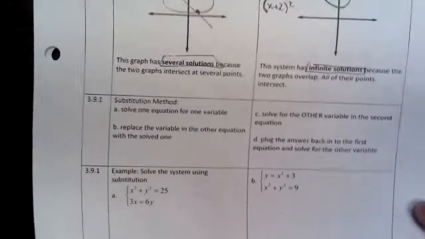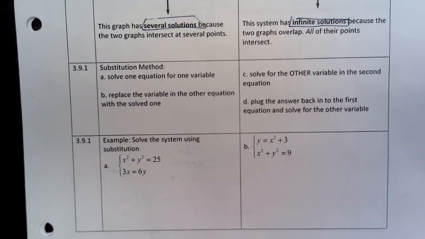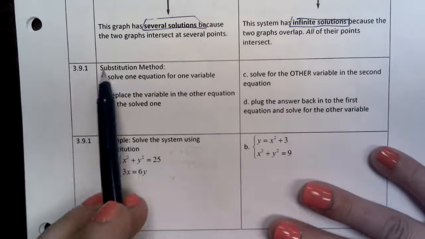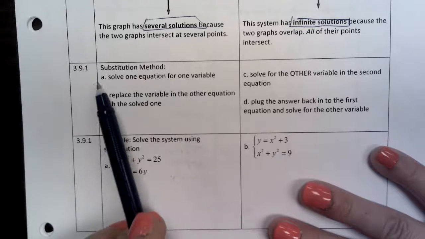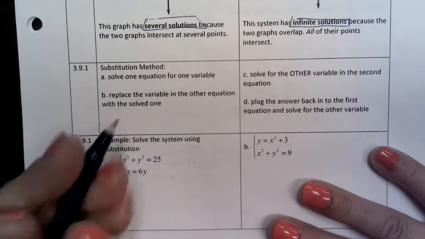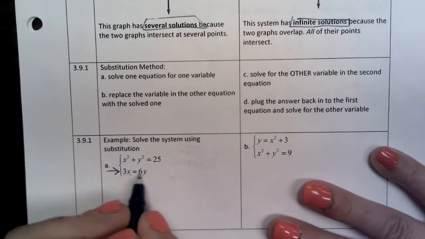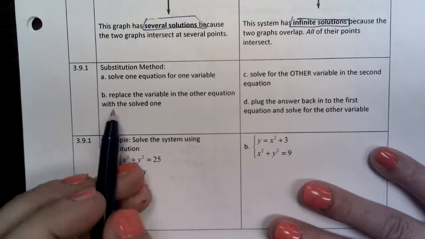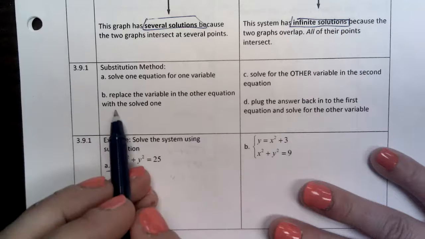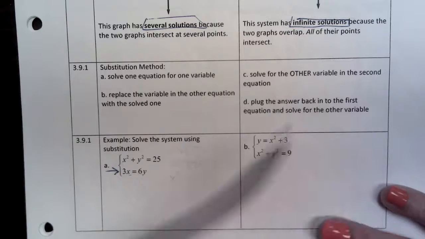We do not ever use the graphing method, for the same reason we didn't like using the graphing method before, because it's just not very accurate. So we're going to use the substitution method. With substitution, we're always going to solve one equation for one variable, and it's always easier to solve the one that has no squares or cubes or square roots on it. Then we're going to replace the variable in the other equation with the solved expression, and then we're going to solve it.